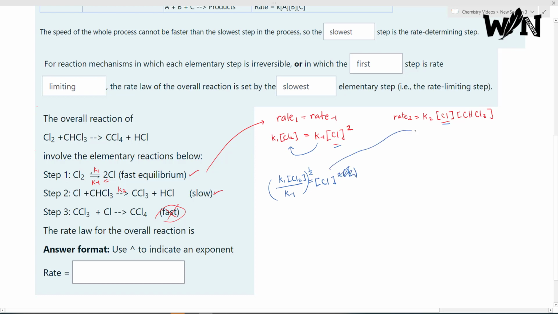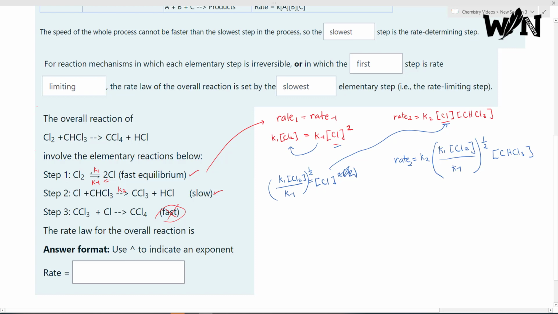So the next thing we had to do is plug this in here. So the rate 2 is equal to K2 times all this over here. We have K1 Cl2 divided by K reverse, and all this to the power 1/2. Again, see how I just copy all over? And then what we have here, of course, is Cl, then we have CHCl3. Now let's simplify this.